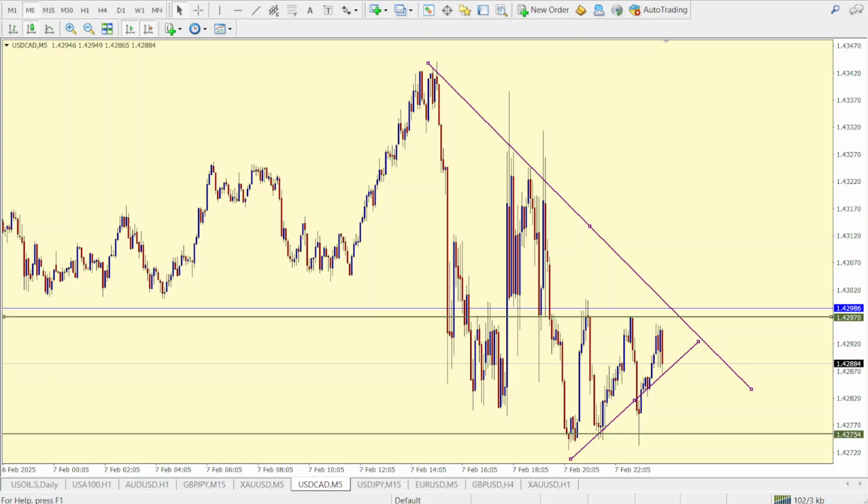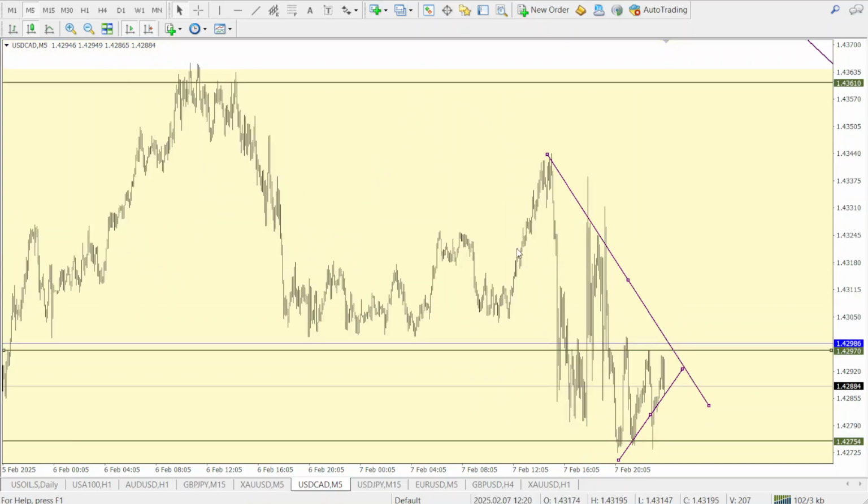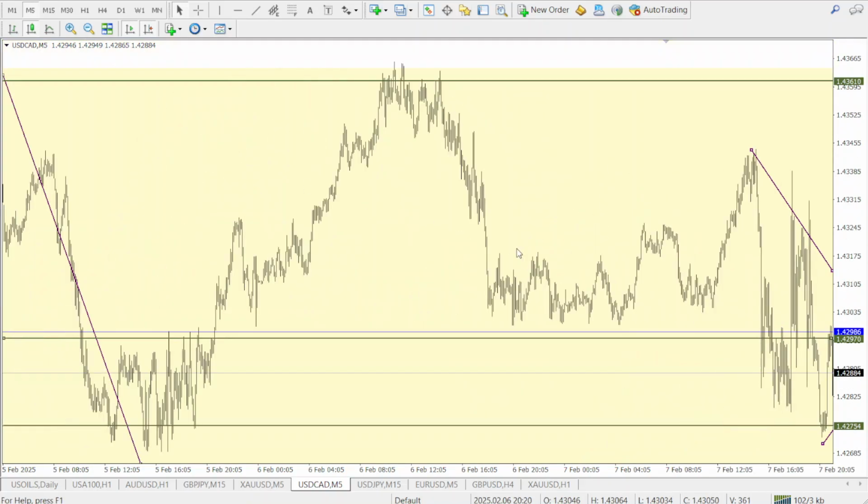All right, traders, that's a complete breakdown of how to trade multiple time frames the right way. Use the higher time frame to identify the dominant trend. Use the medium time frame to find trade setups. Use the lower time frame to time your entry with precision. Mastering multiple time frame trading can take your analysis to the next level, helping you make smarter and more confident trading decisions.